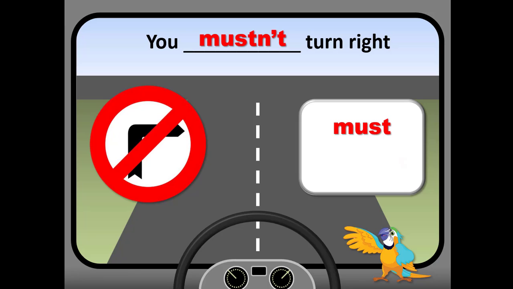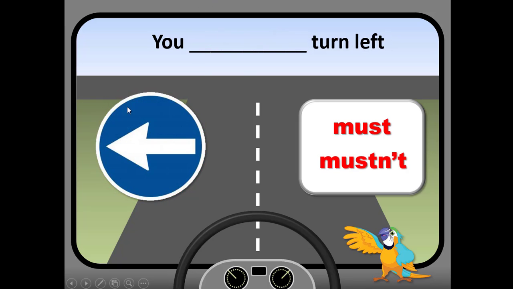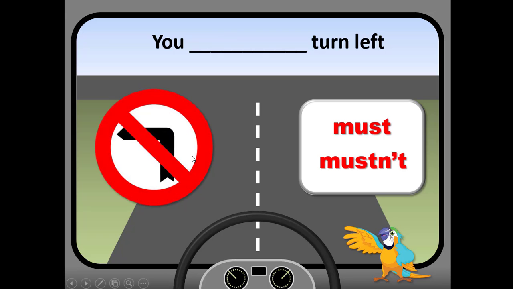Question 2. Look at the sign and then answer the question. You turn left. Must or mustn't? Of course, must. Question 3. Also look at the sign. You must or mustn't turn left? Must or mustn't? Great. Mustn't. Okay.